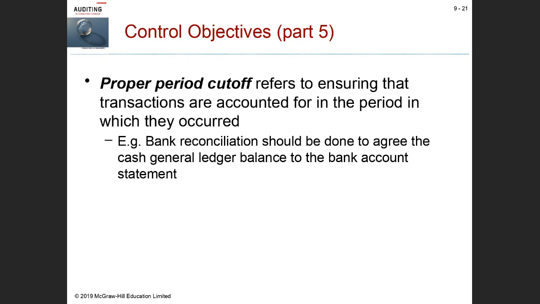You may have recorded some deposits before the bank did. The bank might have reported, for example, a payroll deposit before you did. You might have written some checks that haven't cleared the bank account yet, right? They're still outstanding. So we can have various adjustments in this reconciliation to correct the accounting records. So the bank reconciliation process helps to ensure that transactions are recorded in the proper period.